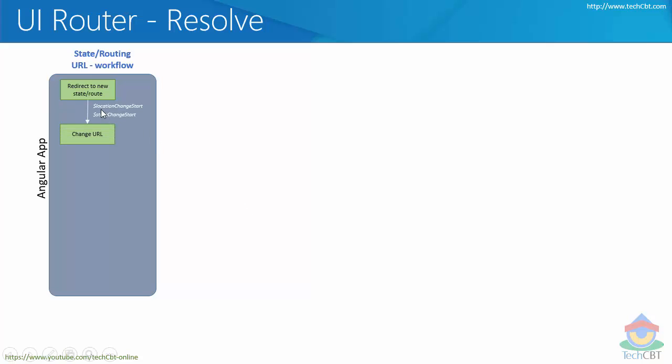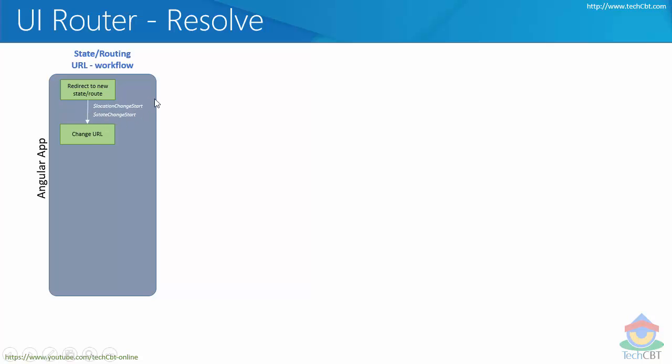So the first thing is that it is going to raise the event $locationChangeStart. This is the first event which gets fired. And whenever you use routing URL, that is pretty important. So this is the first event which gets fired, and immediately the second event is $stateChangeStart. We covered $stateChangeStart and $locationChangeStart in our previous videos.